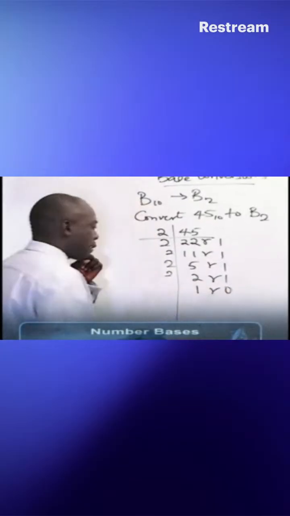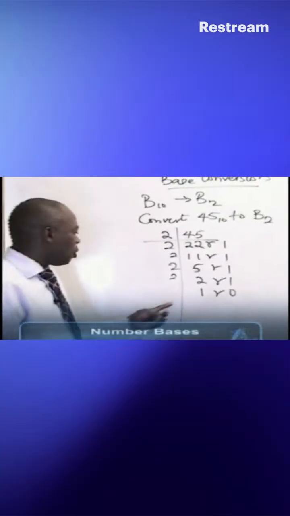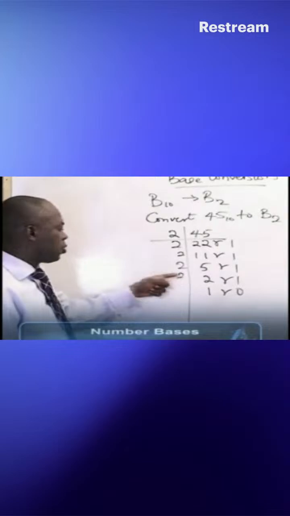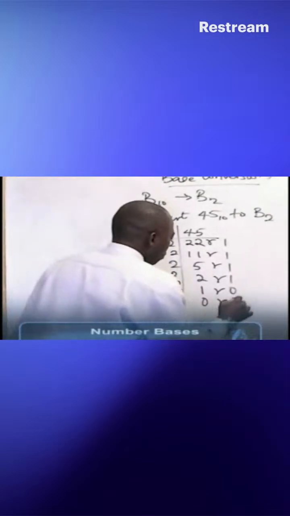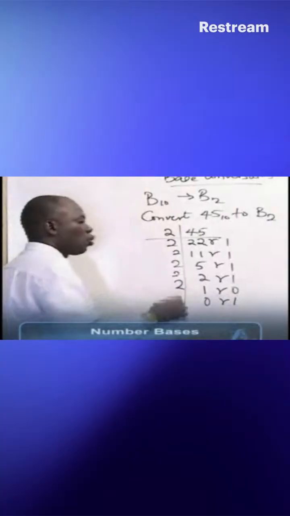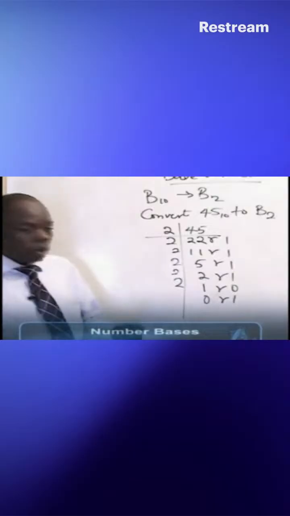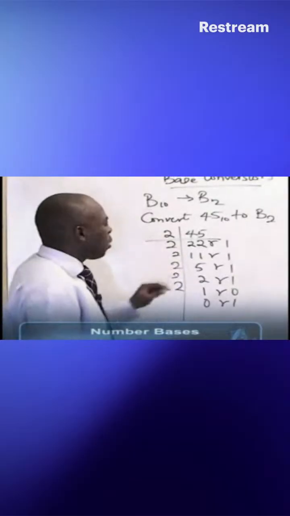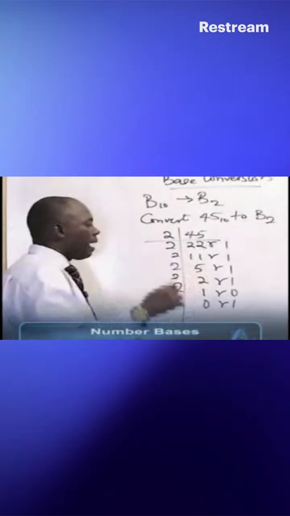If you look at it, you will discover that we have gotten to 1. And since 2 cannot go in 1, you say 2 in 1, 0, remainder 1. Now, the one thing I want you to pay close attention to is how I will write out my answer.